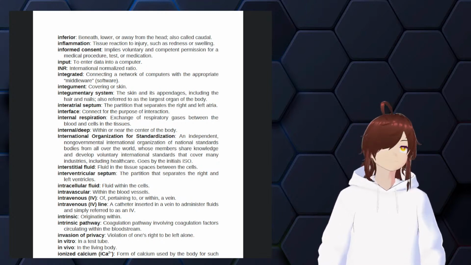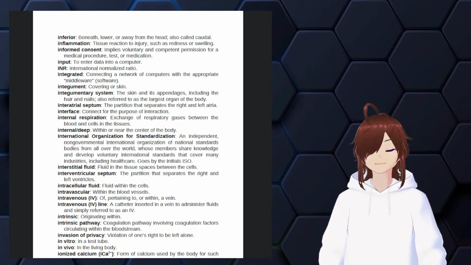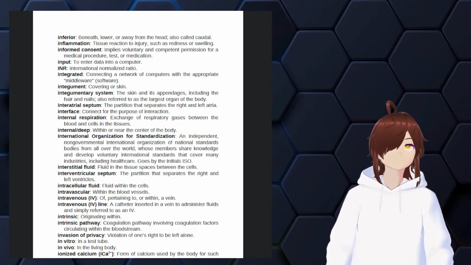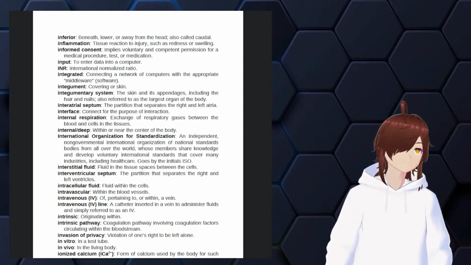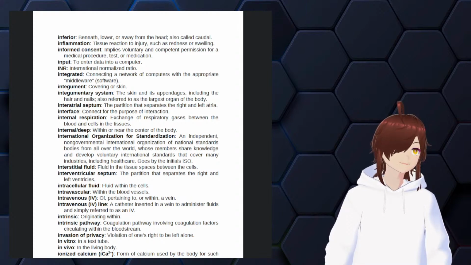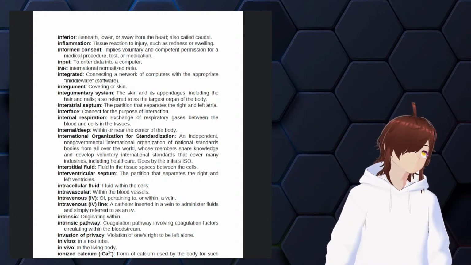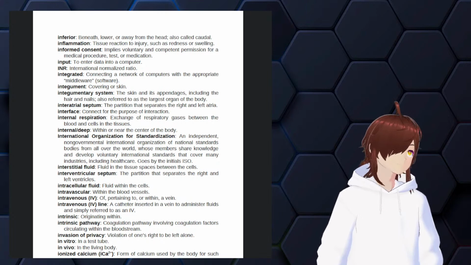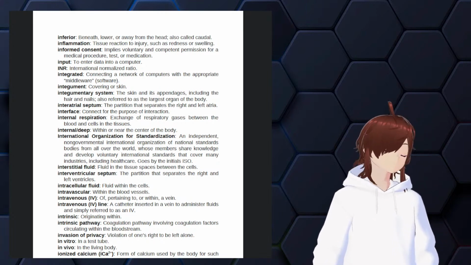International Organization for Standardization, an independent, non-governmental international organization of national standards bodies from all over the world, whose members share knowledge and develop voluntary international standards that cover many industries, including healthcare. Goes by the initials ISO. Interstitial fluid, fluid in the tissue spaces between the cells. Interventricular septum, the partition that separates the right and left ventricles.